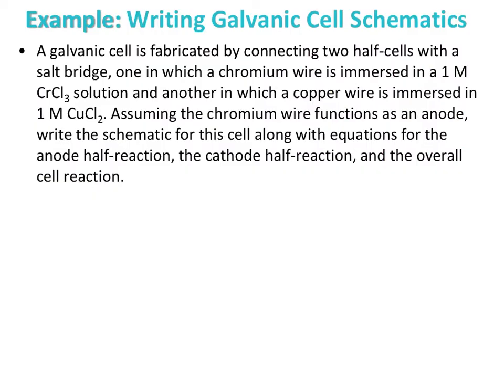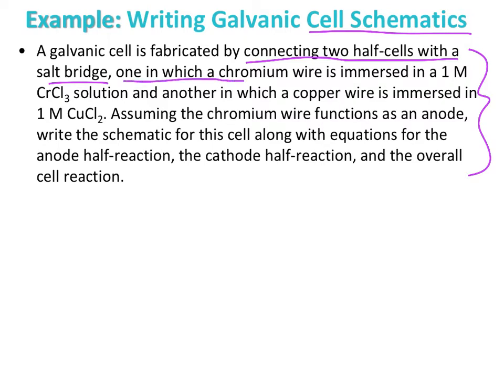All right, so now we are going to put everything we've learned so far together, and we are going to write out a cell notation. So another way to say it is cell schematic. But we're taking a word problem and we're converting it to that cell notation. So we have a galvanic cell fabricated by connecting 2 half cells with a salt bridge. Okay, typical, we know that already.